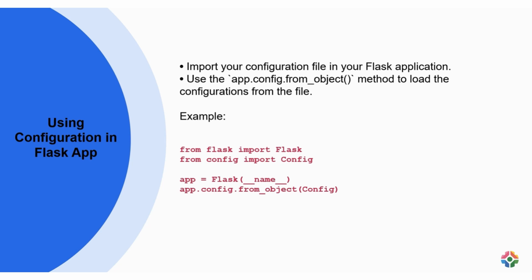Python: from flask import Flask, from config import Config, app equals Flask(__name__), app.config.from_object(Config). Make sure that the Config class in the config module contains the configuration settings that you want to use in your Flask application. This method helps keep your application organized by separating configuration settings into a separate file.